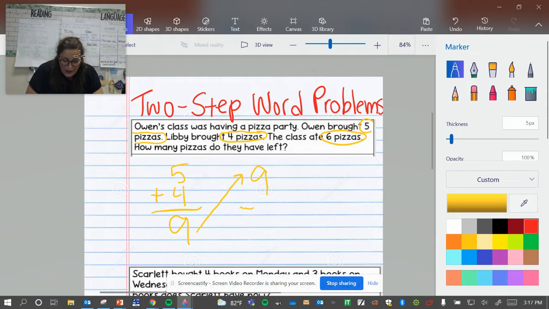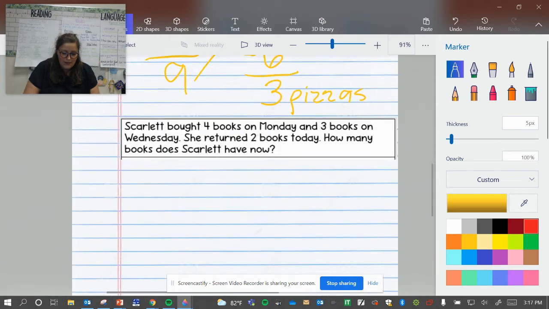So I'm going to take away 6. So if I take 9 minus 6, how many do I have left? 3. I have 3 whats? Pizzas, right? Because that's what I'm dealing with. So if I were to answer this question in a complete sentence, it says, how many pizzas do they have left? How would I say that in a complete sentence? I would say they have 3 pizzas left, right? Beautiful. Moving on to the next one.